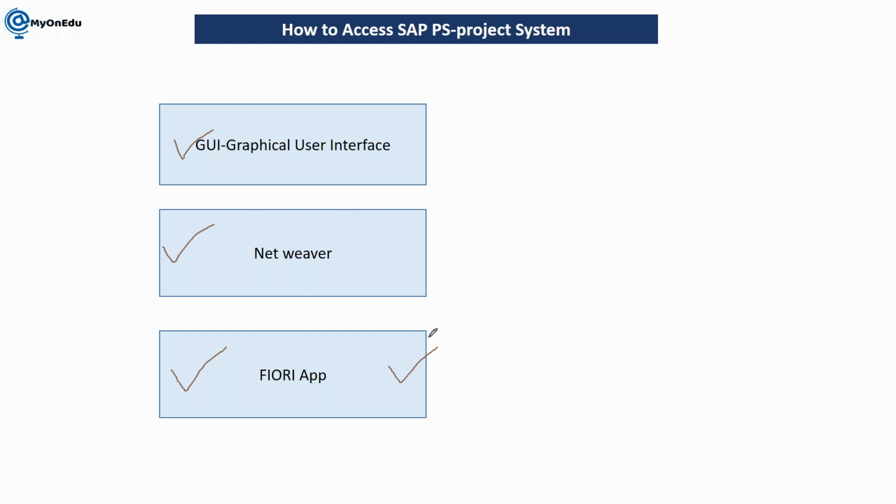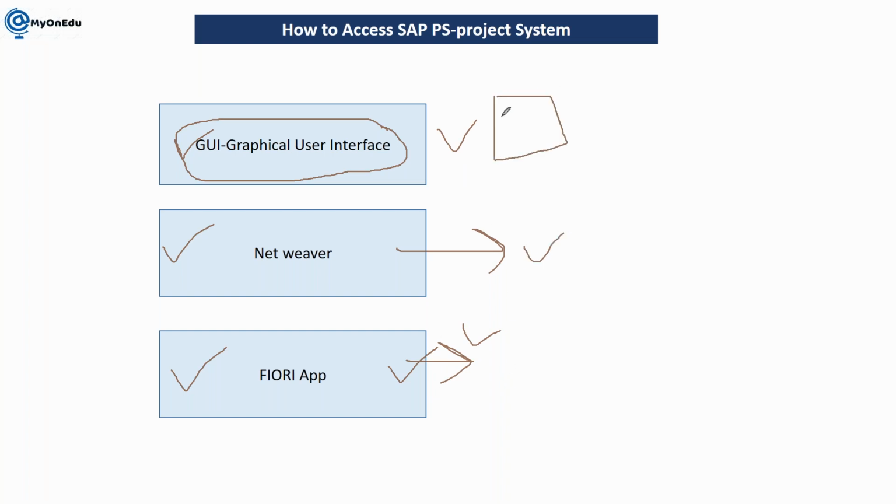So these are the different ways, but to understand the system deeply, you need to understand the GUI first. You can directly execute the transaction in NetWeaver or in Fiori, but whatever you have here will not be available there. If you see 10 fields here, there it will show you only 9 fields, and it will show you only the relevant fields, 2 or 3, whatever is relevant to that transaction. So if you are expert in GUI, you will not face any issue in NetWeaver or in Fiori.